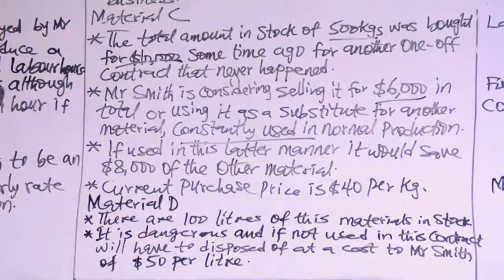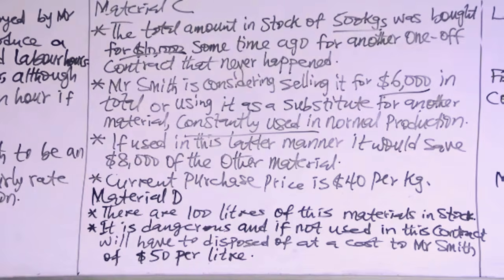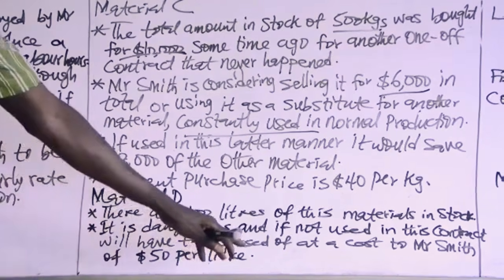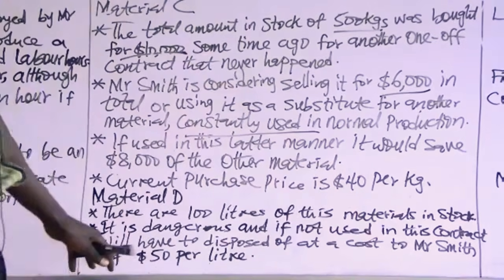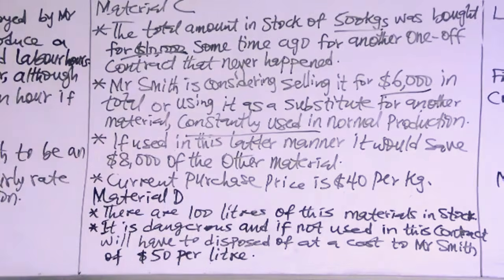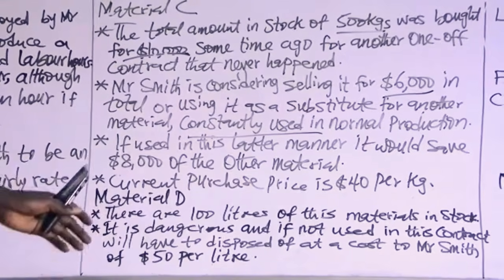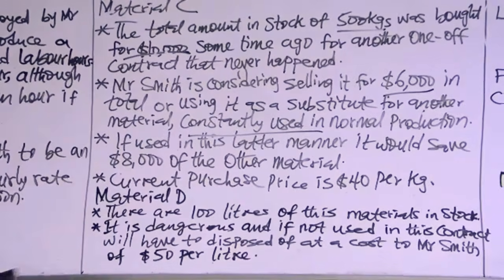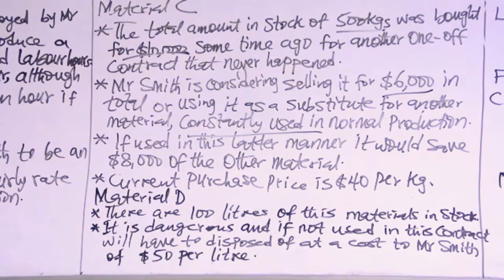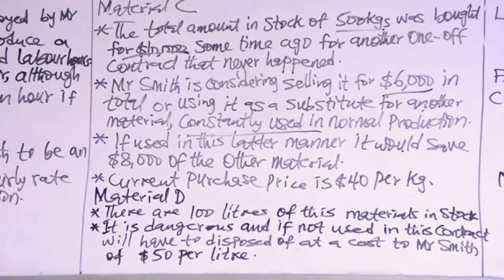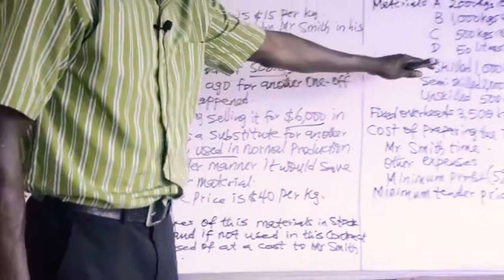It is dangerous. And if not used in this contract, we have to dispose of it at a cost to Mr. Smith of $50 per liter. Now, you have the opportunity cost of this material. You either use it in this contract or dispose of it. Since you have more than one alternative, you want to decide. That means you are going to apply the concept of opportunity cost as well. There are 100 liters in stock, and what you need for this contract is 50 liters.